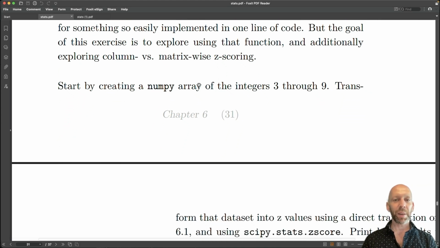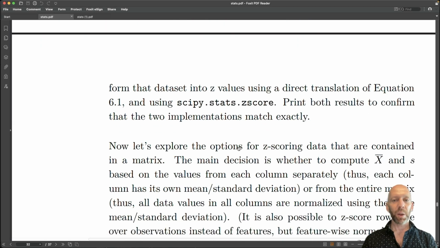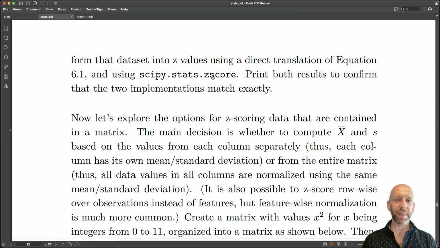and start by applying this on a NumPy array of integers 3 through 9. So then you want to use scipy.stats.zscore and your own implementation of the Z-scoring method, and then just print these out to confirm that they are the same. That is part 1 of this exercise. There's another part to this exercise, which I'll get to in a moment. First, I just want to quickly show you the code for the first part of this exercise.